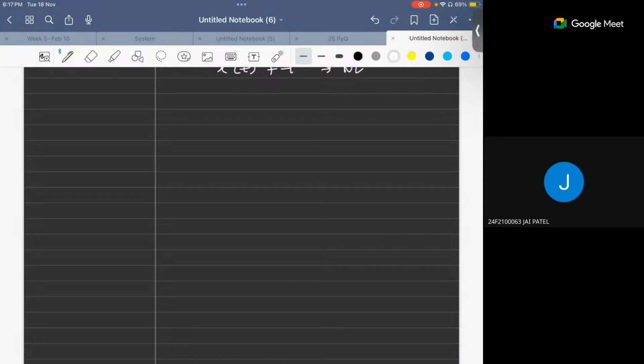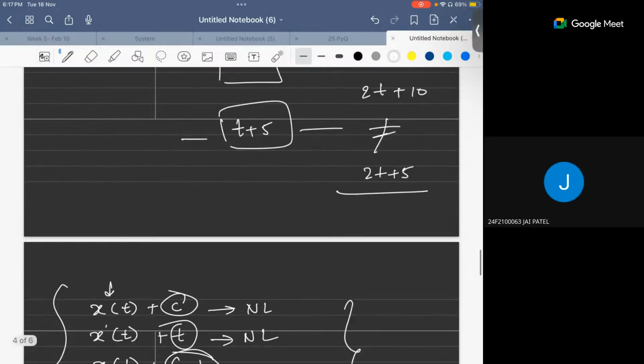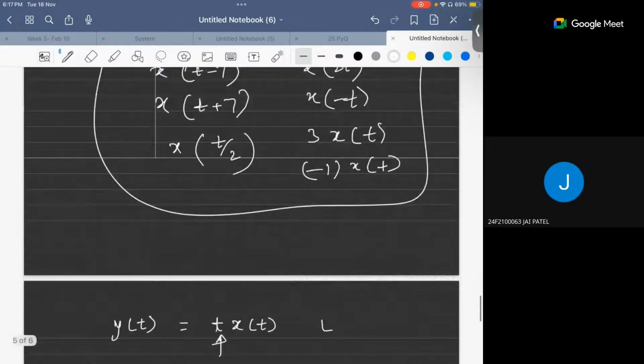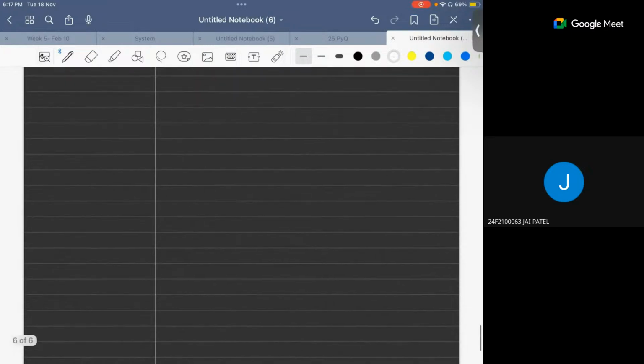Sir, what about the integration function? Yeah, integrator and differentiator both are linear. Those are the exception that I told you. Because if you do any operation on xt, that will make the system non-linear. But integrator and differentiator are an exception.